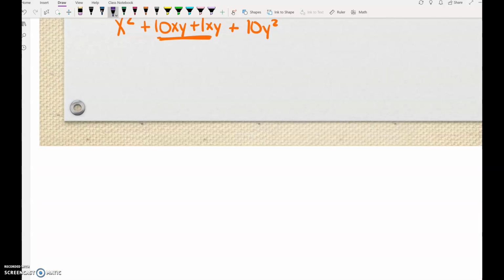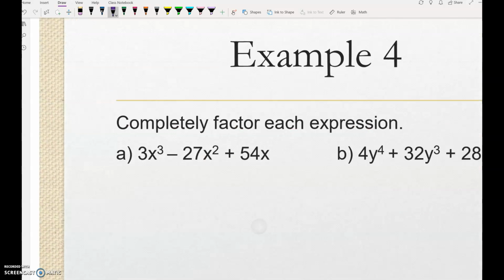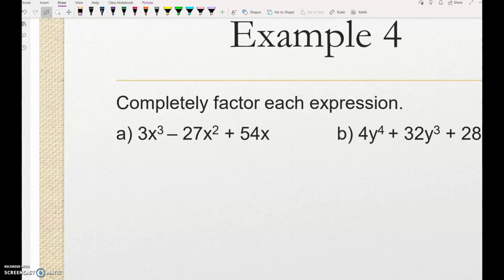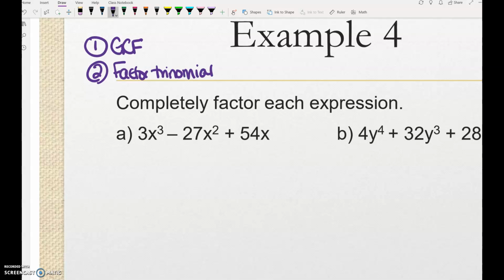Okay, example 4. What is wrong with example 4? Everything. It is not ready to factor the trinomial, because first we need to factor out a greatest common factor. Then we can factor the trinomial. So first look at the numbers: 3, -27, and 54. We could divide all of those by 3.